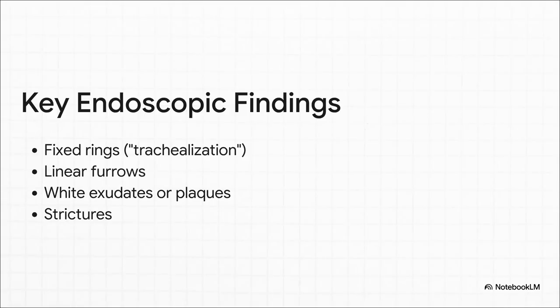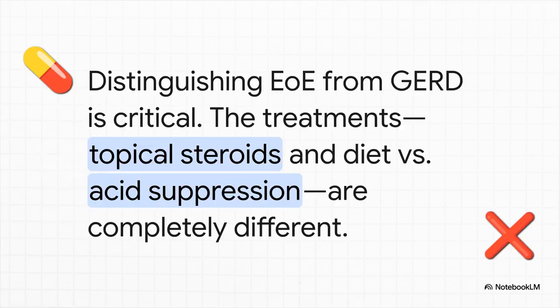Now, when you actually look inside with the endoscope, EOE can look really different from GERD. Instead of just some raw-looking erosions, you might see these really characteristic signs of chronic allergic inflammation. The esophagus can get these rings that make it look kind of like a windpipe. We call that trachealization. You might also see these long vertical lines called furrows and little white spots, which are actually clumps of eosinophils.